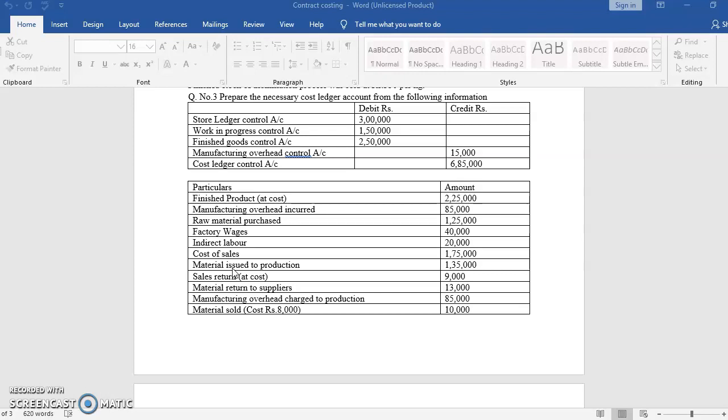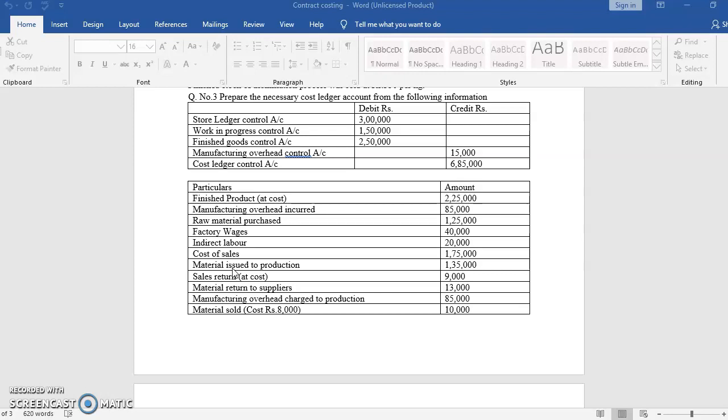So goods are returning, so it will come directly to the cost control, and when goods are returned, then it's transferred to the godown, that is the finished goods, and again it will go for resale. So where we have to record this transaction? On the debit side of finished goods control account, and on the credit side of cost ledger control account. So write down on the credit side of cost ledger control account by finished goods 9,000, and on the debit side of finished goods account, write down to cost control account 9,000.